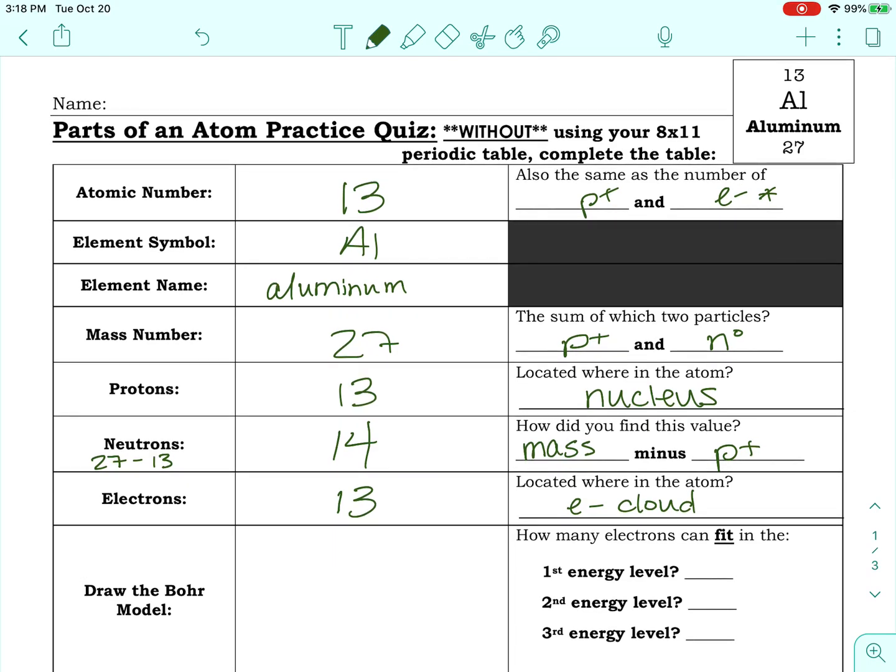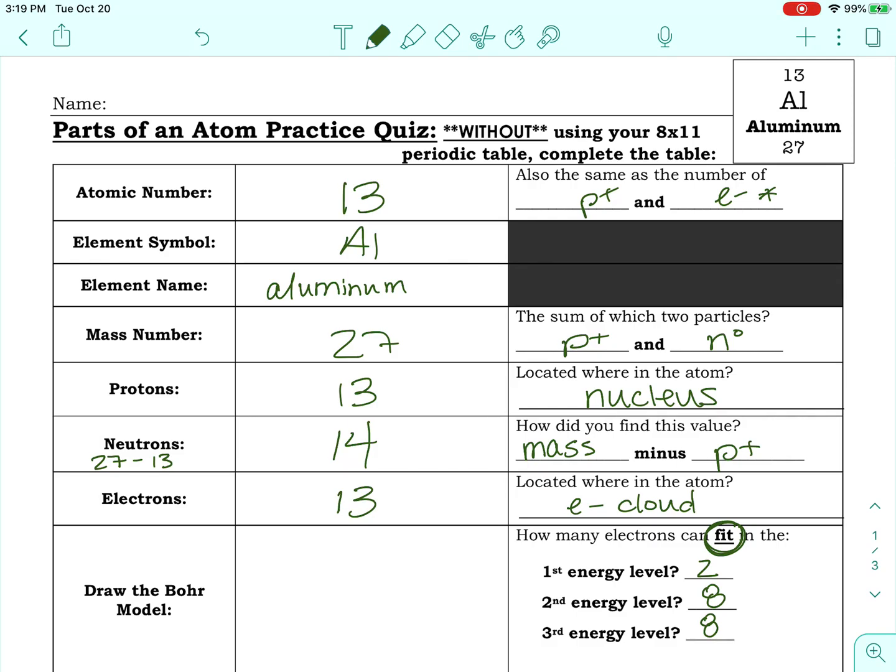The Bohr model. So let's do the box on the right first. So how many electrons can fit in the first energy level? Well, we're not concerned about aluminum right now. We're looking at how many can fit total. So in the first energy level, we can have 2 electrons. In the second energy level, we can have up to 8 electrons. And in the third energy level, we can also have up to 8 electrons.